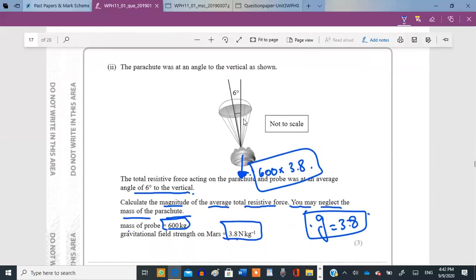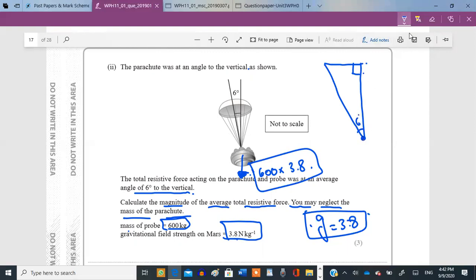And where will the resistive forces be acting? The resistive forces are mainly going to be acting in this direction, right? At an angle of 6 degrees to the vertical. Now, let me tell you one thing. This actually is a triangle. If you look at it carefully, this is a triangle that we have made, which is a right angle triangle with an angle of 6 degrees over here.